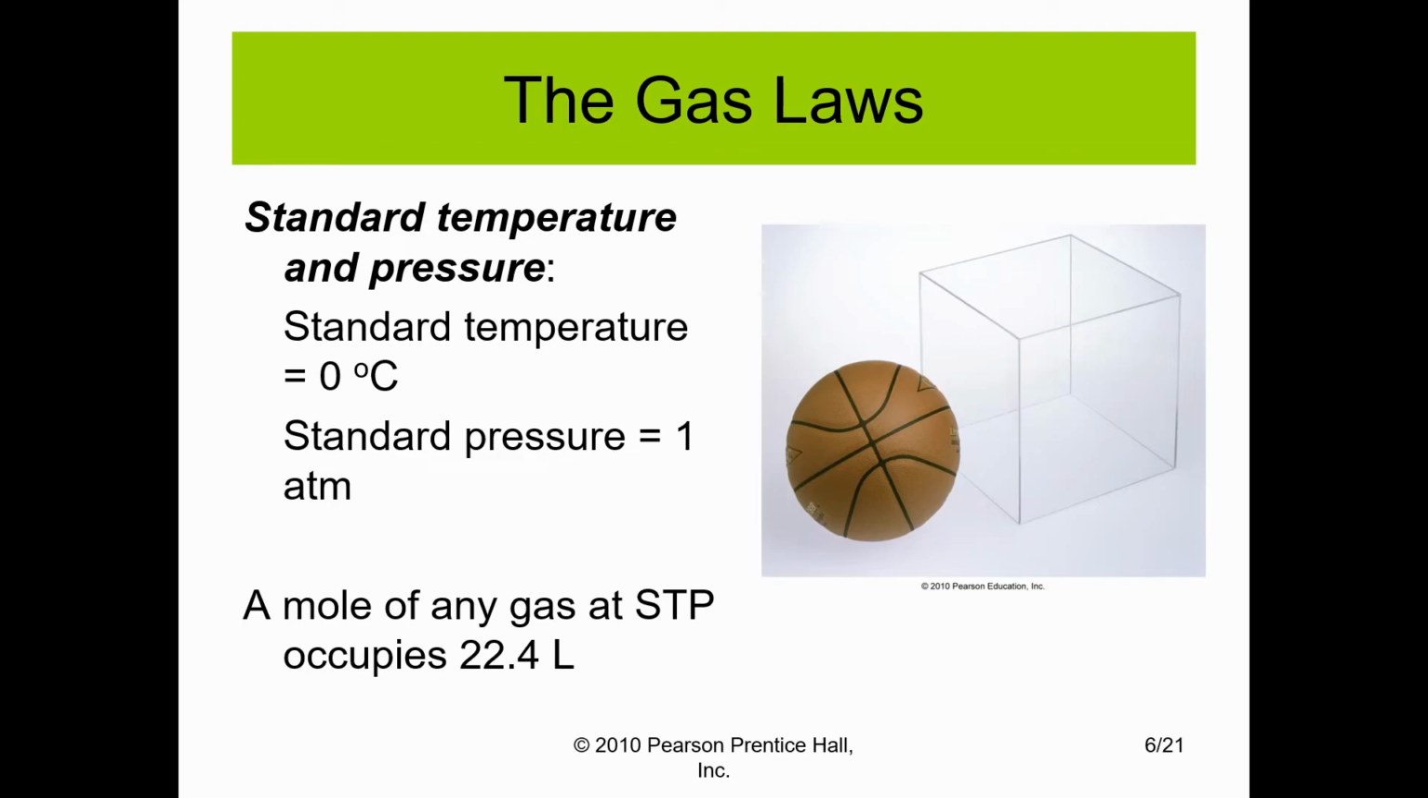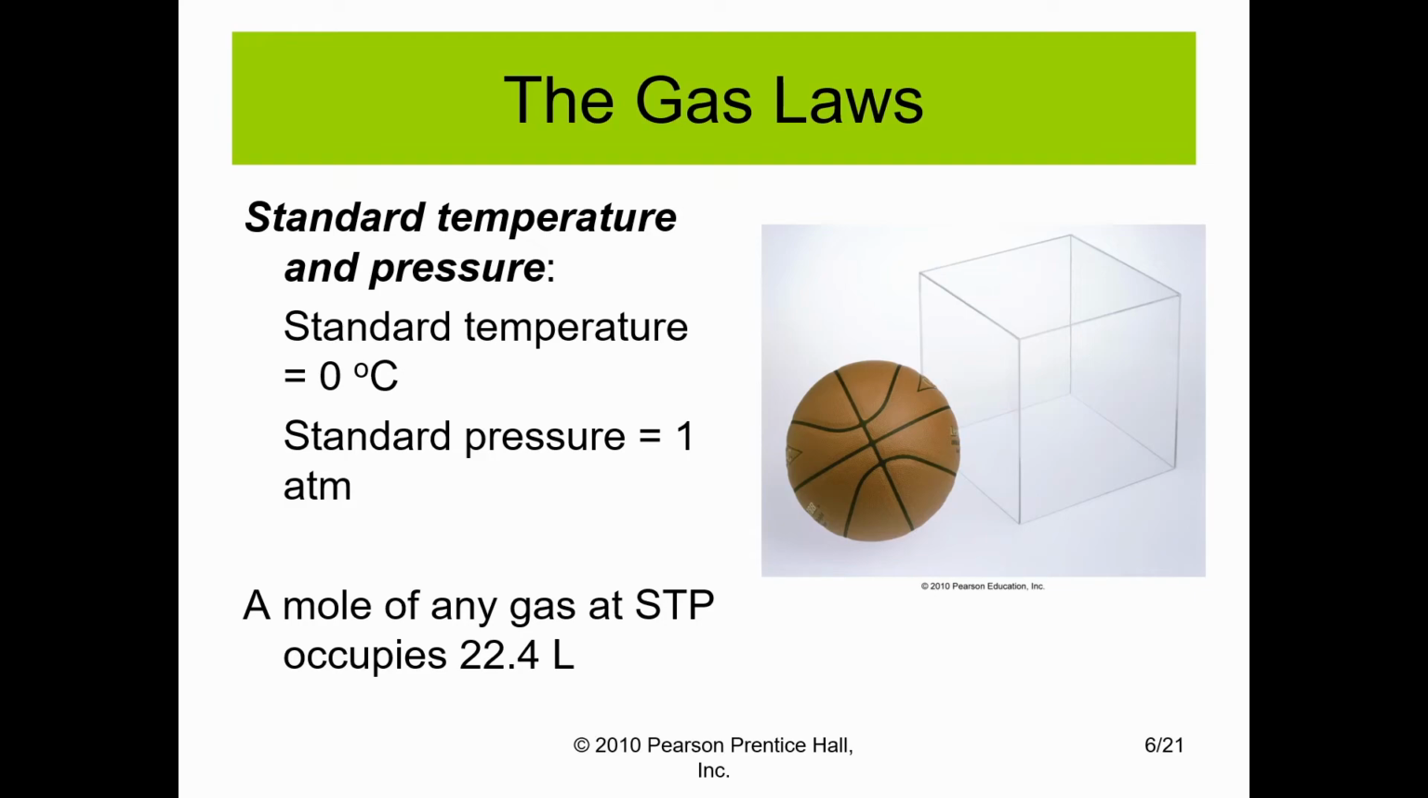In order to make the discussion of these gas laws a little bit easier and universal, the concept of standard temperature and pressure has been developed. These are a standard temperature of 0 degrees Celsius and a standard pressure of 1 atmosphere, which is what we're generally experiencing on Earth. What we do know about standard temperature and pressure is that 1 mole, or 6.02 times 10 to the 23rd molecules, of any gas at standard temperature and pressure is going to occupy a volume of 22.4 liters, which is roughly the size of a basketball.